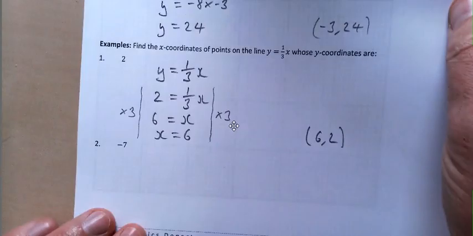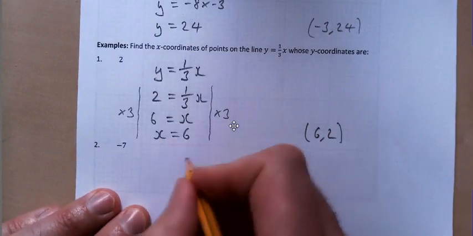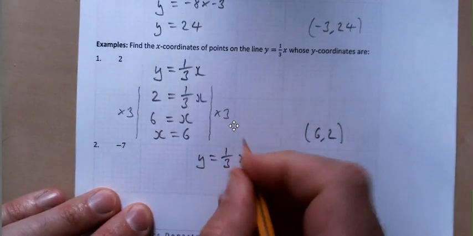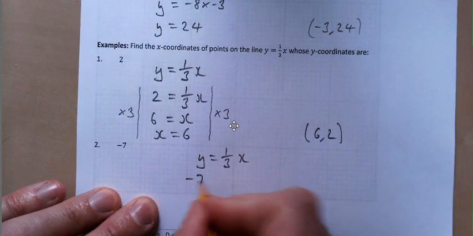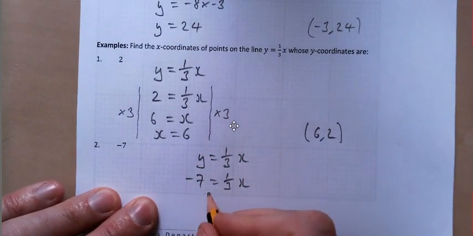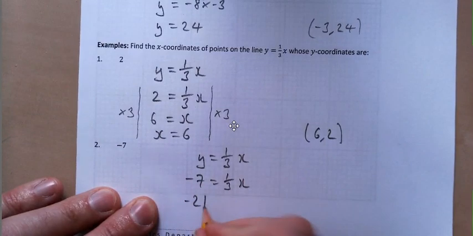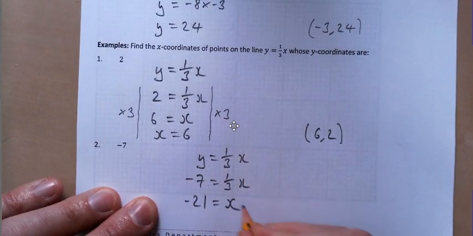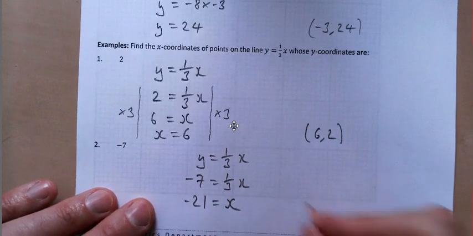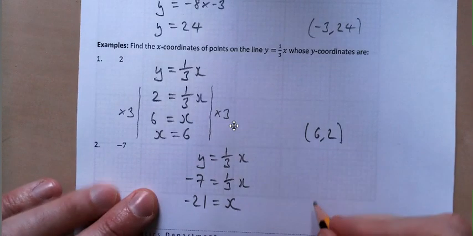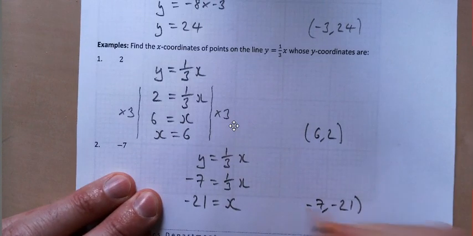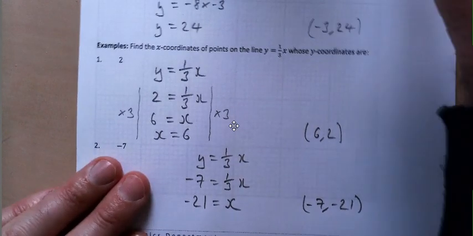Finally then for minus 7, write out our equation. Y equals a third x. Minus 7 equals a third x. And then times both sides by 3. Minus 21 equals x. So we're going to have the point minus 21, minus 7.